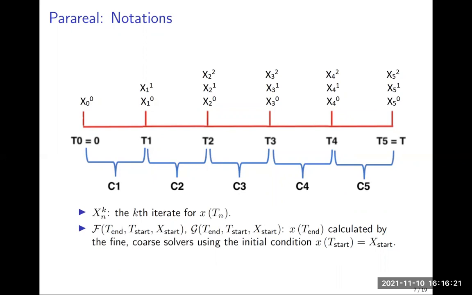Like I said, this method is iterative. You make multiple passes on this time interval. So I apologize that the notation is a little bit complicated. I have x subscript n, superscript k. The subscript indicates the time point. So here I have t1, t2, t3, all the way to t5. So n runs from 0 to 5. Okay, it's the time point. And k here is the iteration count.